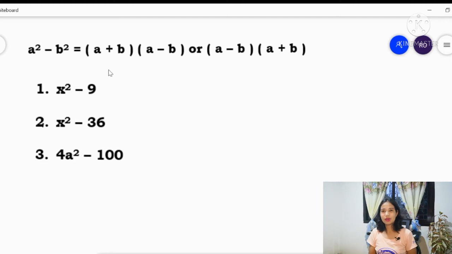Ang sagot kapag kinuha natin, ang factors ng difference of two squares should be in the form of a plus b times a minus b, or a minus b times a plus b. Okay, so let's try these exercises. Number 1, x squared minus 9.